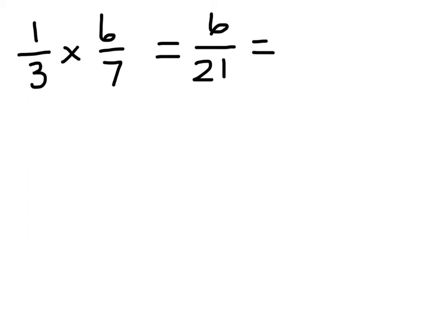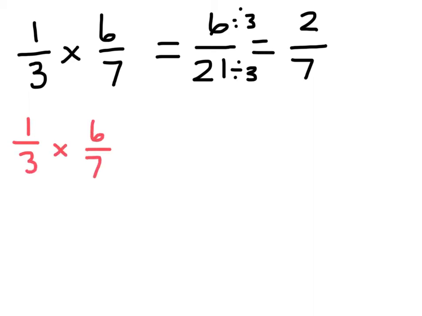Each is divisible by 3, correct? So we're going to divide each by 3 and get a final answer of 2/7. So 1/3 times 6/7 is 2/7. Now let's use method 2, 1/3 times 6/7.